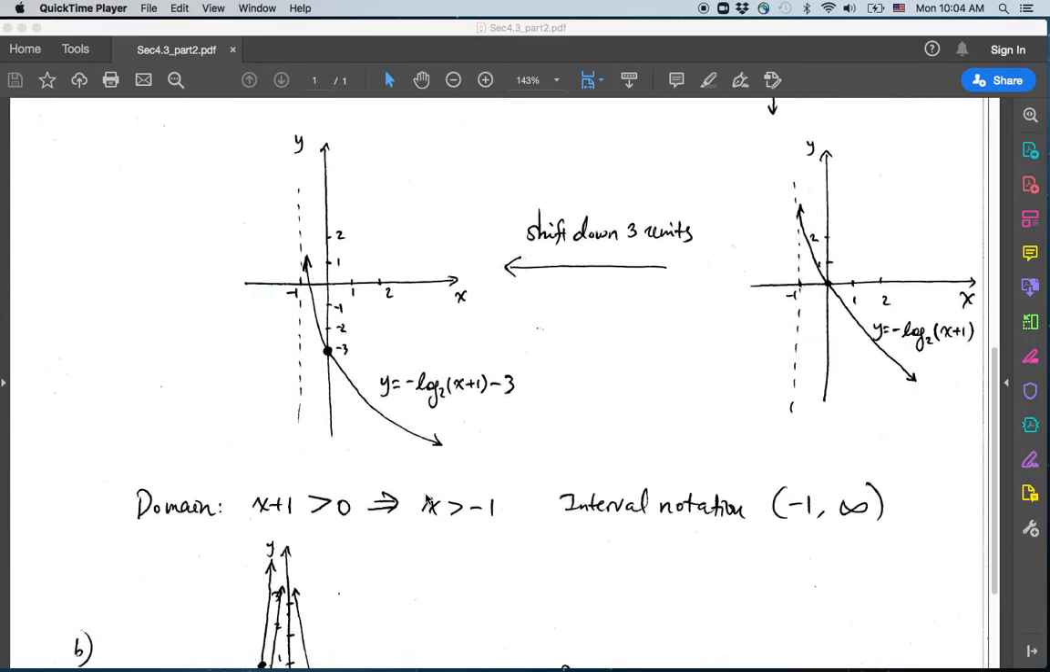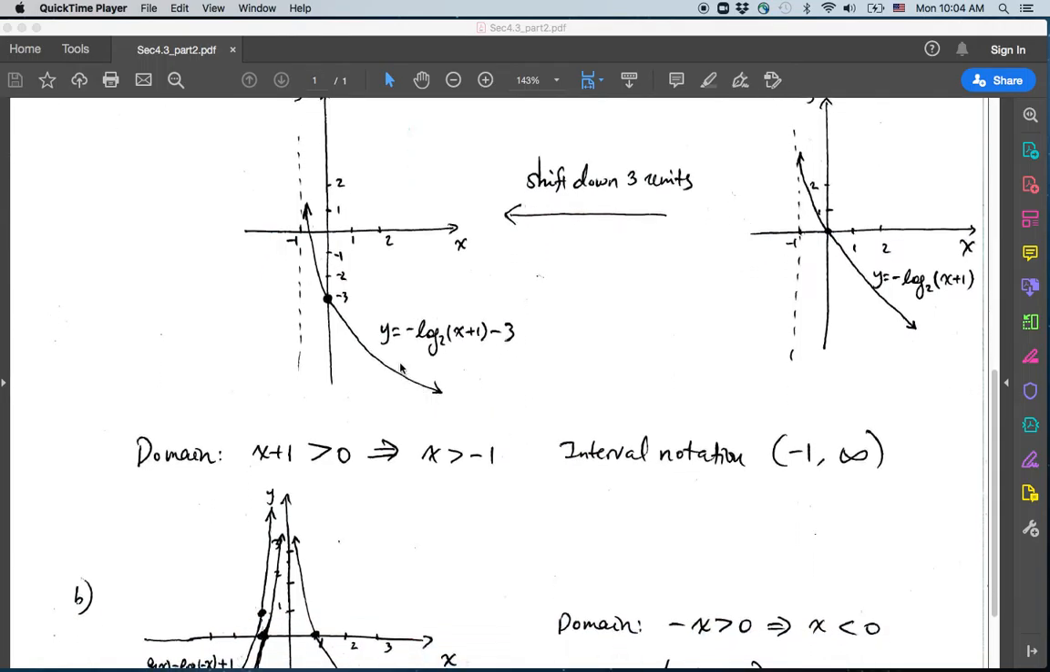Next, we want to determine the domain of our logarithmic function. The condition we have is that the argument of the logarithmic form needs to be positive. This gives us x plus 1 is greater than 0. We solve this inequality, which gives us x greater than -1. Put in interval notation, we have (-1, ∞), open on both ends.